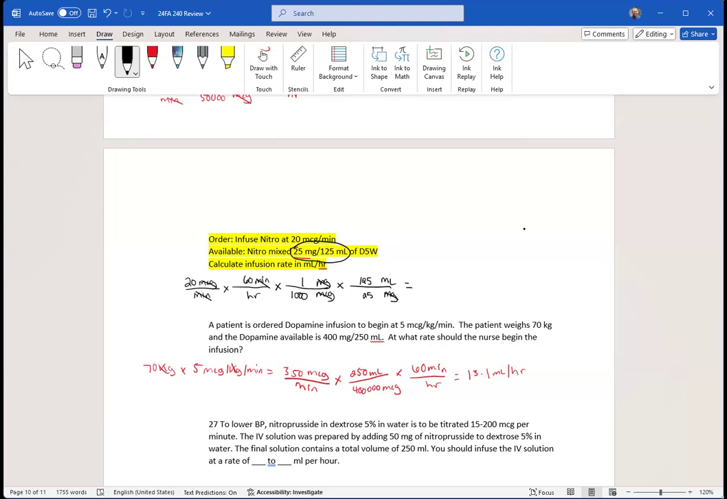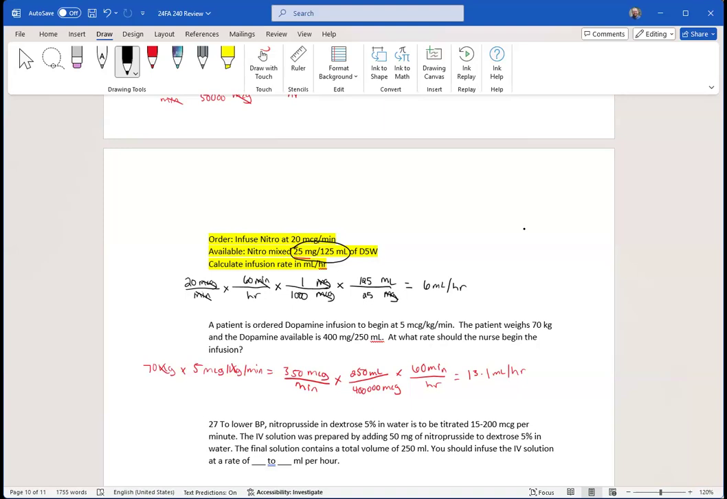I'm going to take 20 times 60 times 125. I'm going to divide by 1,000, and then I'm going to divide by 25, and I'm going to get a big whopping 6 milliliters per hour. All those numbers, and we're going to reduce it down to 6.